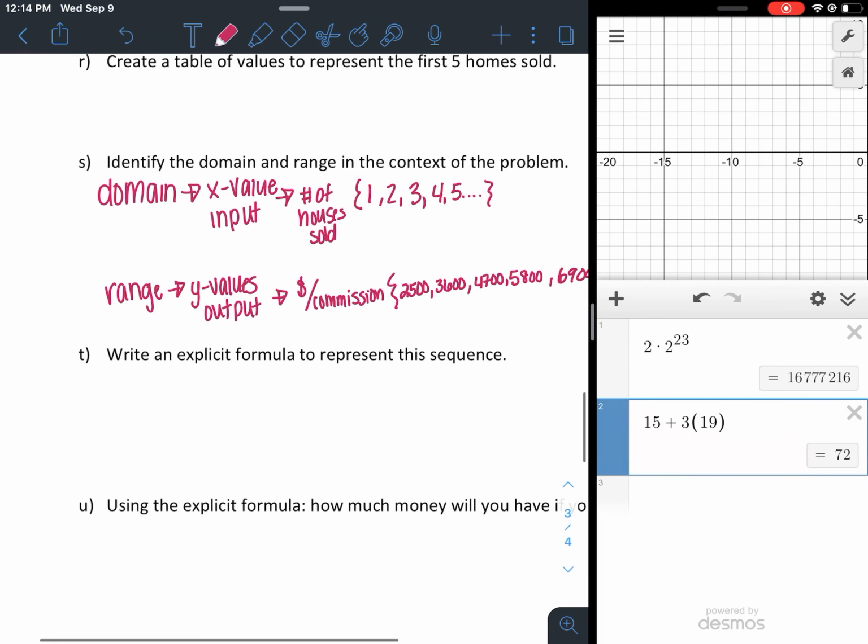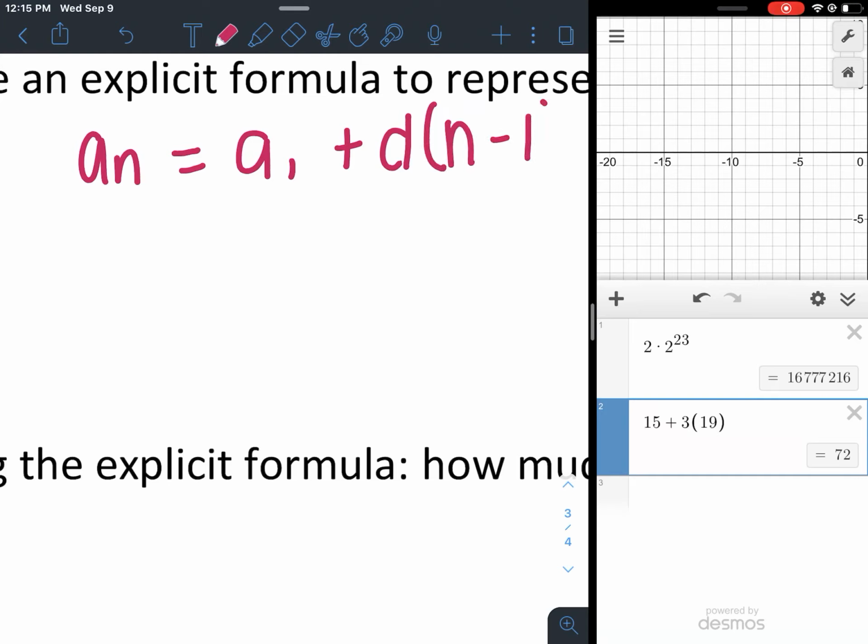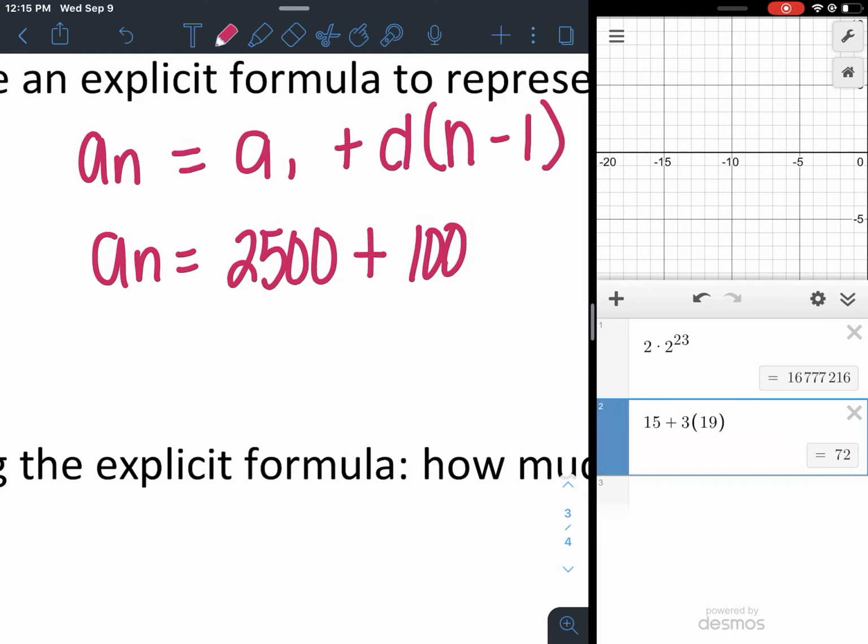Write an explicit formula to represent this sequence. We said it was arithmetic. We have our first term and we have our common difference. So a sub n equals a sub 1 plus d times n minus 1. So a sub n equals our first term, 2,500, plus our common difference, 1,100, times n minus 1.